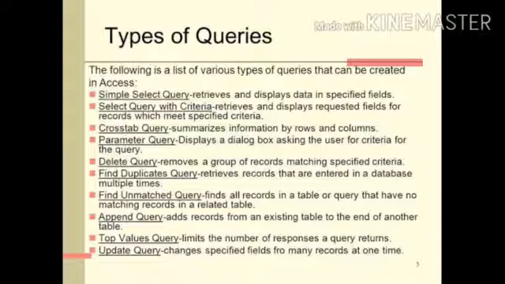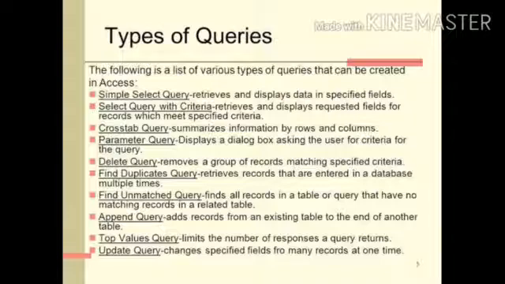Queries are used when you want to get the answers to your questions from your database, when you want to search the information. The first one is a simple select query. It retrieves and displays the data in a specific field. Select query with criteria retrieves and displays the requested fields for records which meet specific criteria. If I give you a criteria and you have to search the records, that is called a select query. Next one is a crosstab query.